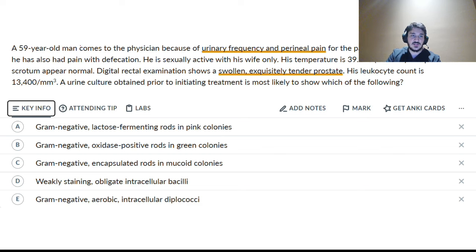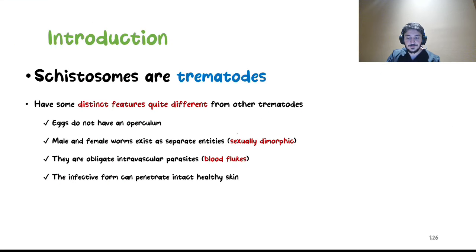Okay, let's do an AMBOSS question here. To summarize the question, it's a 59-year-old man presenting with urinary symptoms and perineal pain. On digital rectal examination, there was a swollen and exquisitely tender prostate. When we hear exquisitely tender prostate or boggy prostate, we immediately think of acute prostatitis. Acute bacterial prostatitis, what's the most common cause? E. coli. Which of these represents E. coli? It's gram-negative, lactose fermenting, with pink colonies.